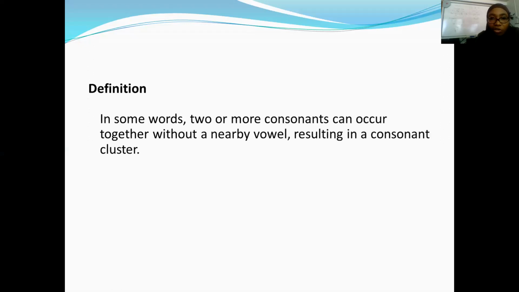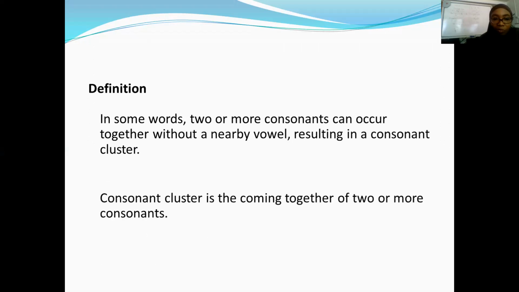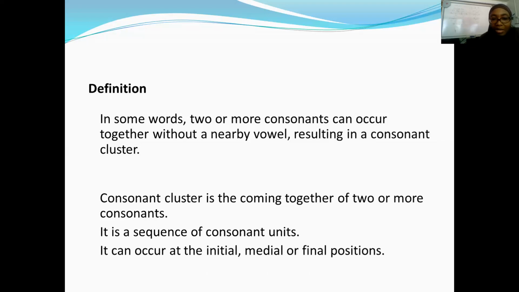Let's look at the definition of consonant clusters. In some words, two or more consonants can occur together without a nearby vowel, resulting in a consonant cluster. Consonant cluster is the coming together of two or more consonants. Now, when we're talking about consonant clusters in English language, our focus is on sounds and not letters. So it is a sequence of consonant units, and it can occur at the initial, medial, or final position. That is, it can have a consonant cluster at the initial, medial, or final position of words.